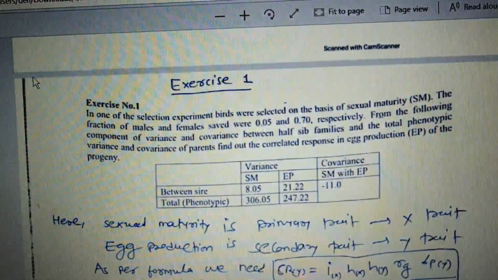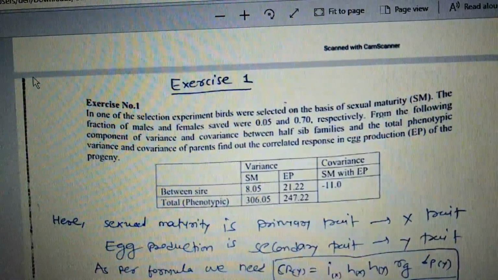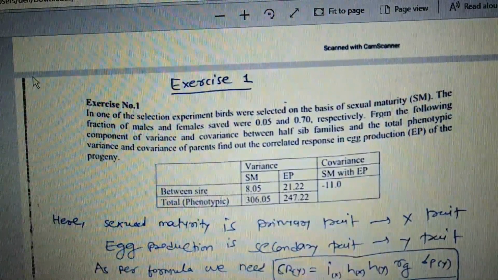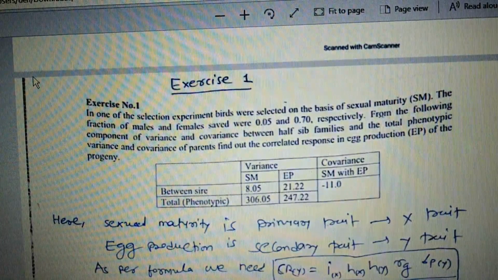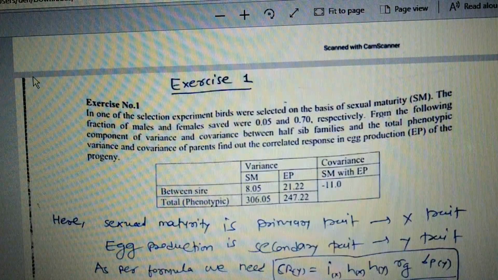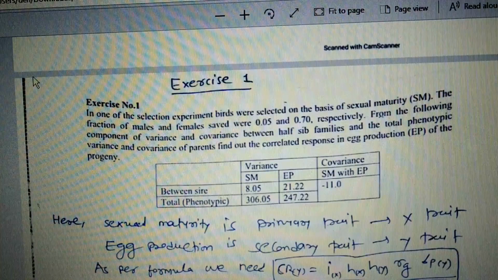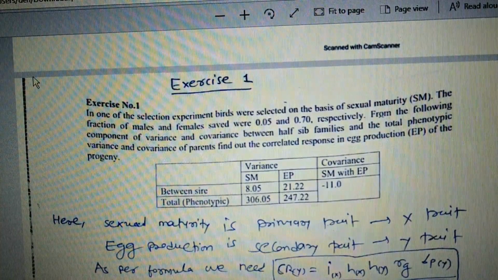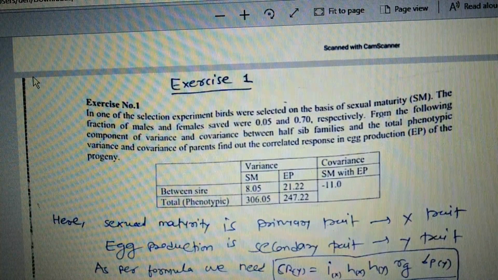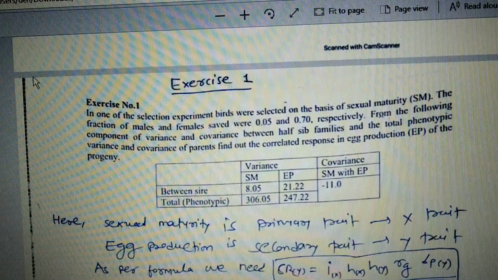So, first exercise. I will simply read this exercise first. In one of the selection experiments, birds were selected on the basis of sexual maturity. So sexual maturity will be our primary trait. The fractions of males and females saved were 0.05 and 0.70 respectively. From the following components of variance and covariance.